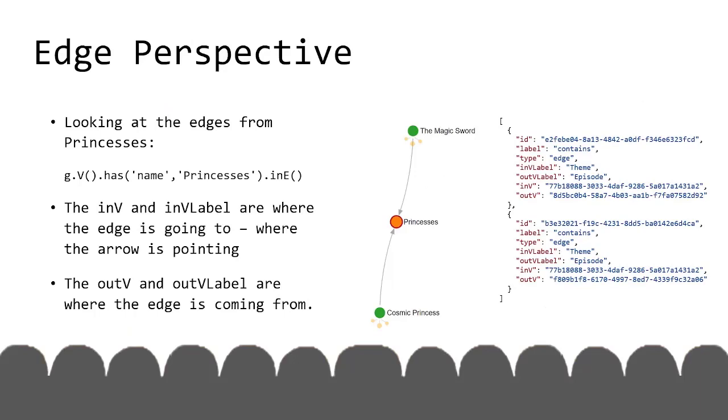Now when it comes to the edge perspective, you're looking at the edges from princess. So we have the edges that are coming in. The inV label and the inV: the inV are the IDs, and the inV labels are what kind of things are pointing at it. So we have our theme, the inV, the arrow is pointing at the theme. Out, where is it coming from? It's coming out from an episode.